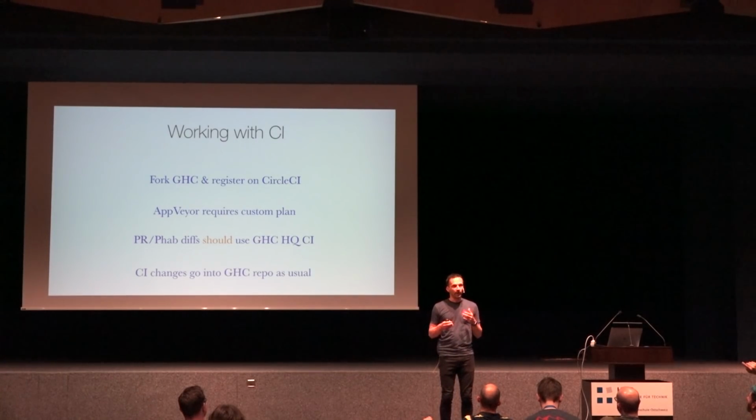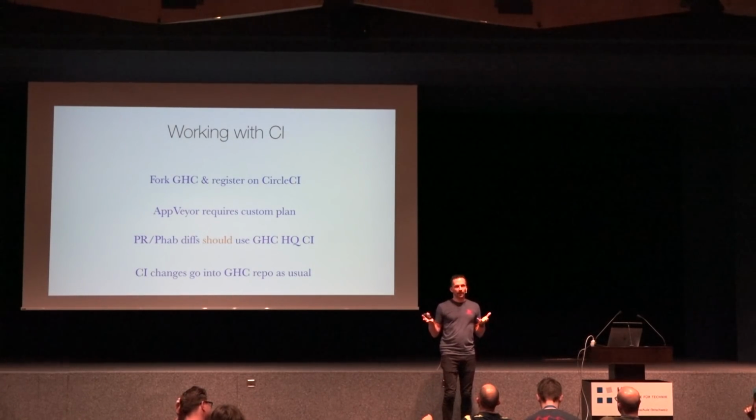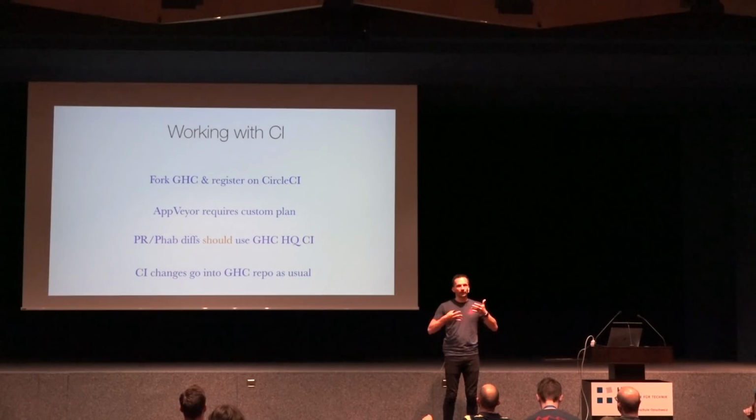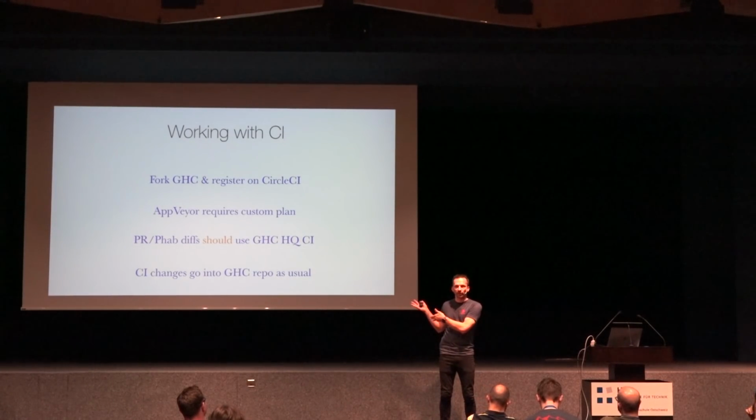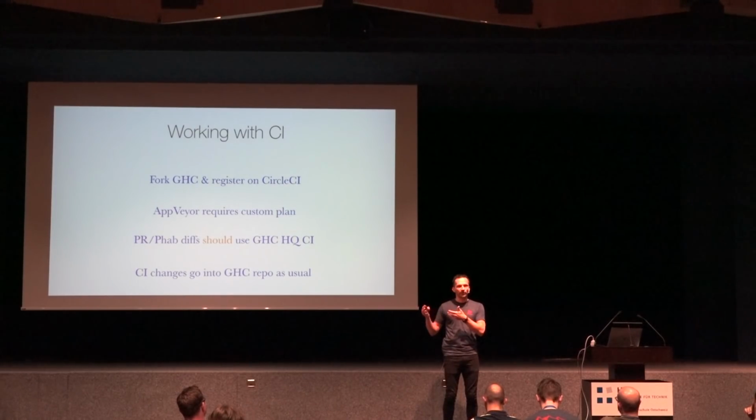If you want to contribute to the CI infrastructure, that's actually quite easy because all the configurations for the CI are part of the normal GitHub repository. So if you change something which is a good change, which you want to contribute back to GHC, then that's again just a normal pull request.